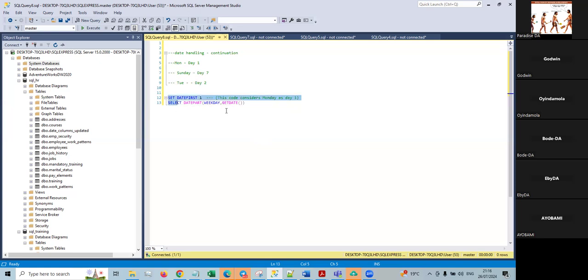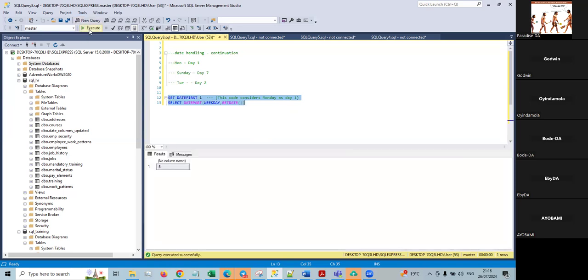So we've set the datefirst as 1. When we run this, we get a number. So what day is today? Friday. And what day number is that? Day 5. So simply what this code is saying is that if Monday is day 1, then today is GETDATE, right? GETDATE means today. So if Monday is day 1, then using DATEPART weekday, today is day 5.